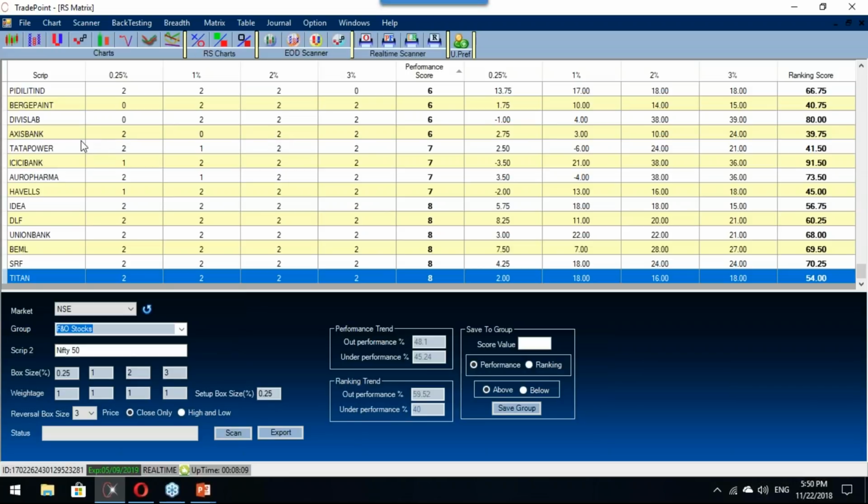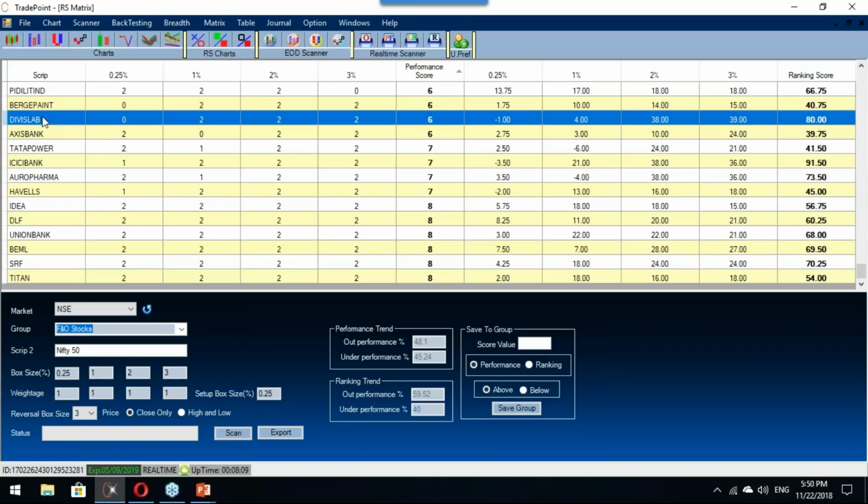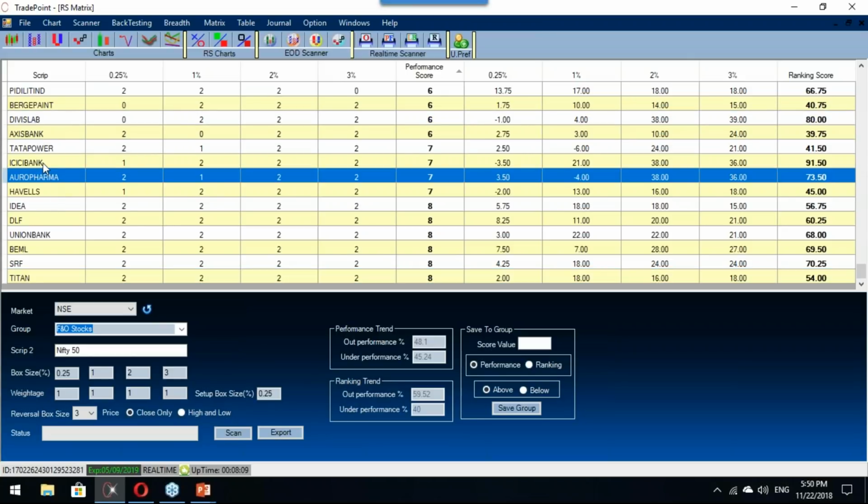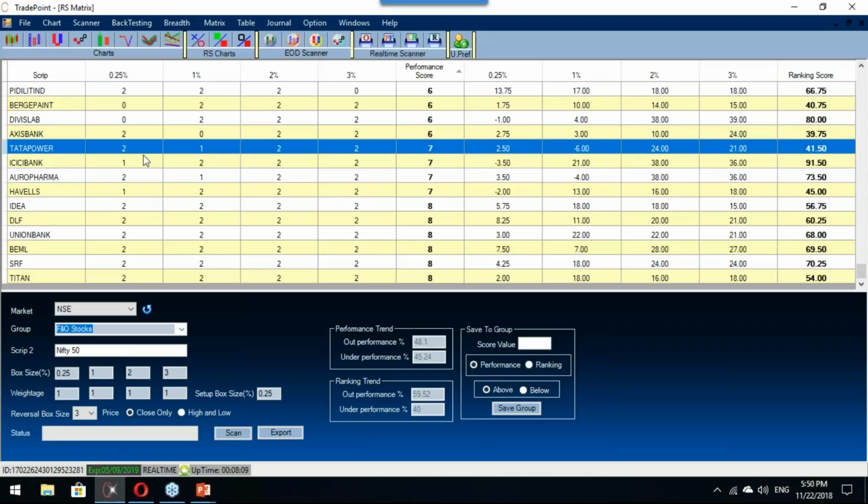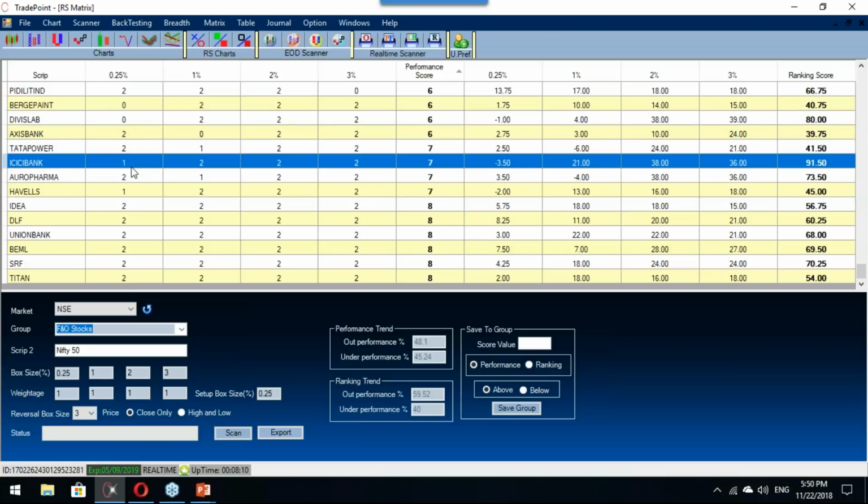By the same token, can we go long in Divi's Lab? Absolutely. See, Divi's Lab, Aurobindo Pharma, ICICI Bank, Tata Power, all these guys have a very decent cumulative score. And if you look at the short-term performance, it's not bad. A score of 2, a score of 1, it's okay. It's not really bad. I will be very worried if I have a negative score. As long as there is no negative score, it's still okay.